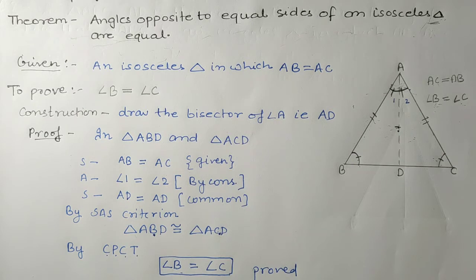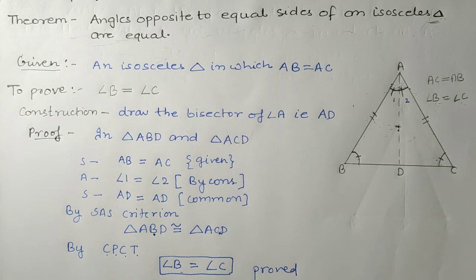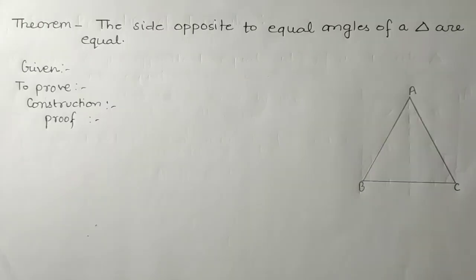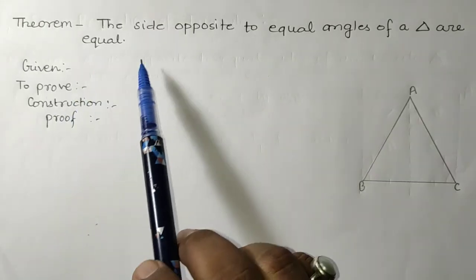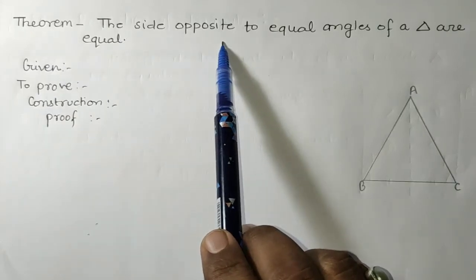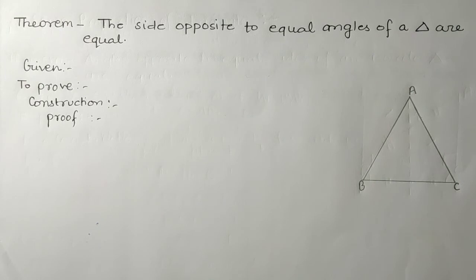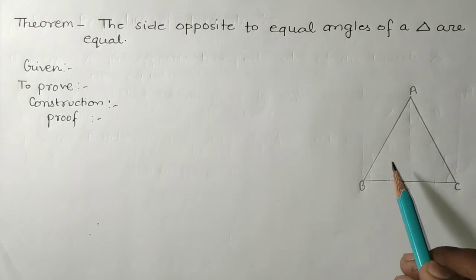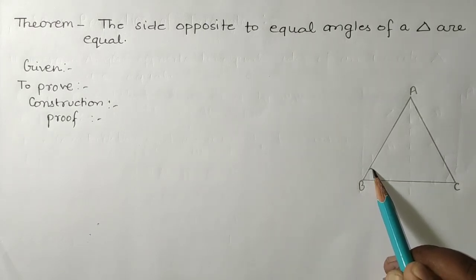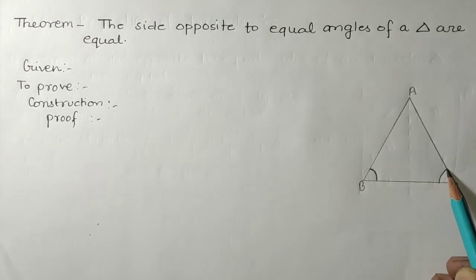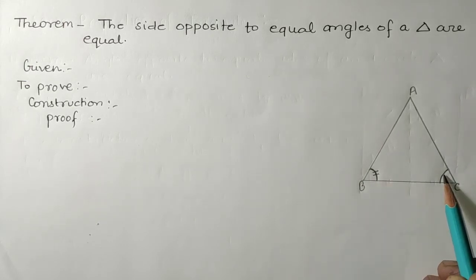Now coming to the next property, students, which is just the opposite of this. The statement of this theorem is: the sides opposite to equal angles of a triangle are equal. What is the meaning of this statement, students? Sides opposite to equal angles. Suppose in this triangle angle B and angle C are equal. These two angles are equal.